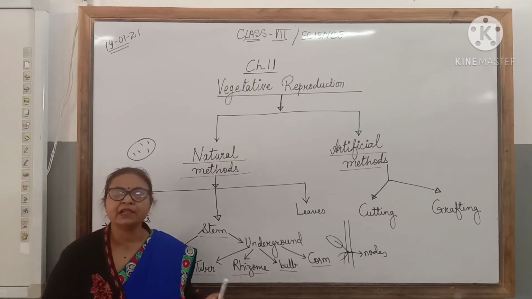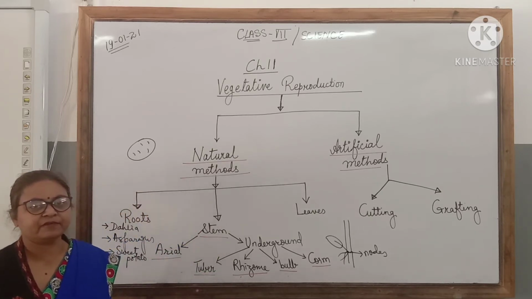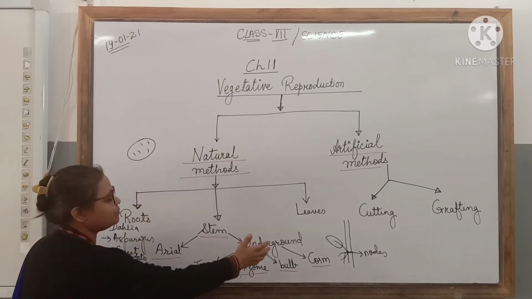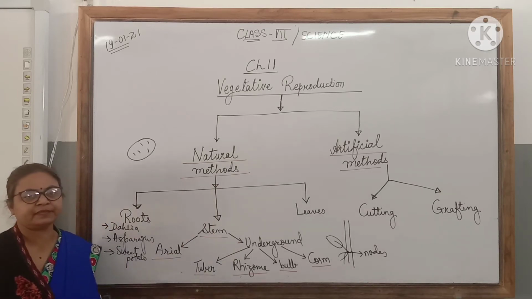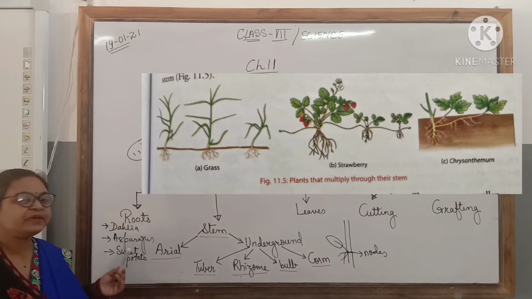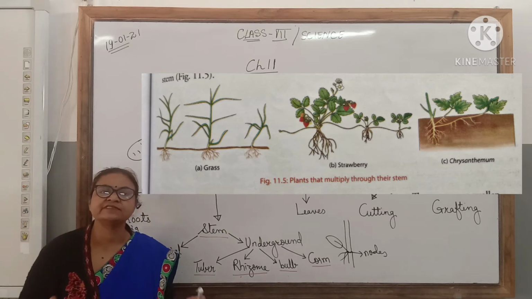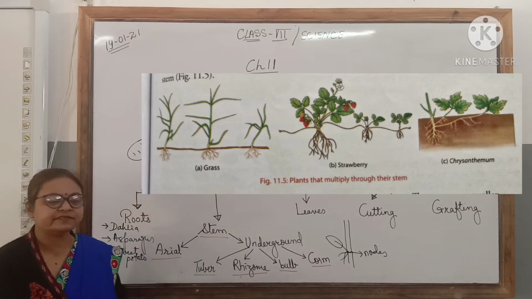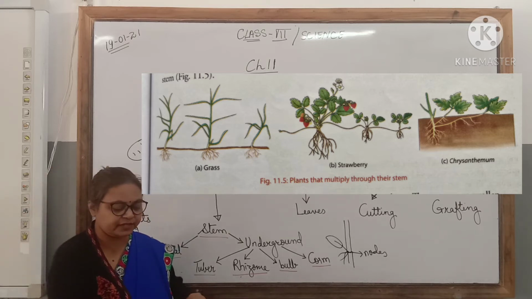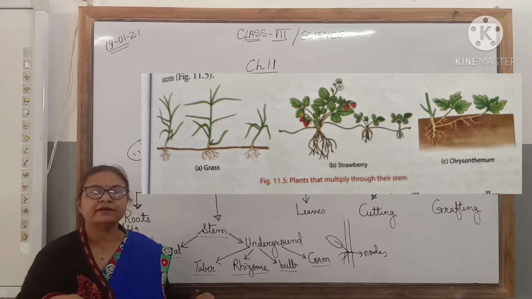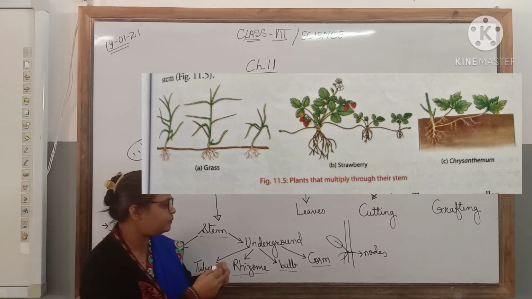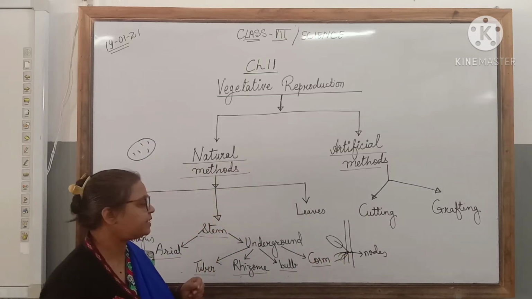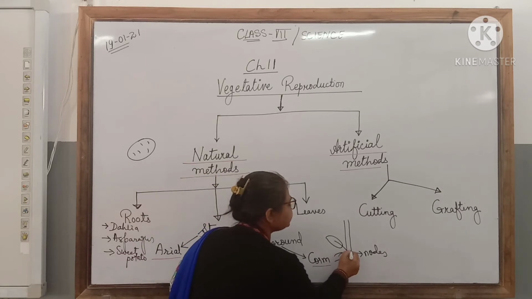Vegetative propagation with the help of stem has a large variety. Vegetative propagation can happen with normal stem, aerial stem, as well as with the help of underground stem. For aerial stem, the best example is grass. You must have seen grass growing in the school campus. When we see them, they grow flat on the ground, and there are roots developing from the nodes. On the stem, there are nodes and internodes. This kind of structure is there.